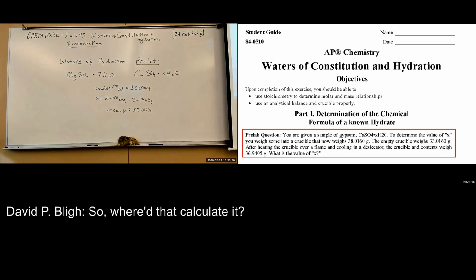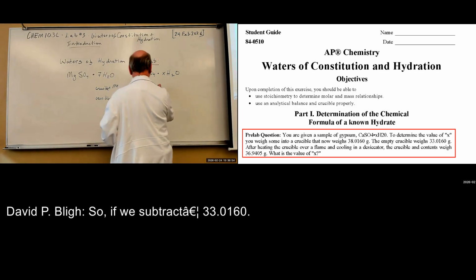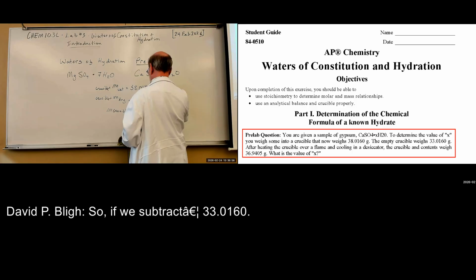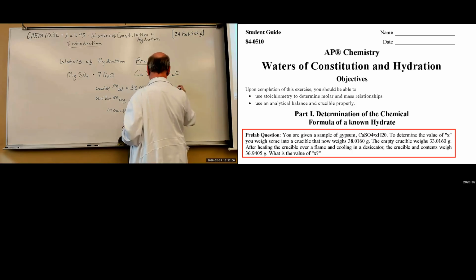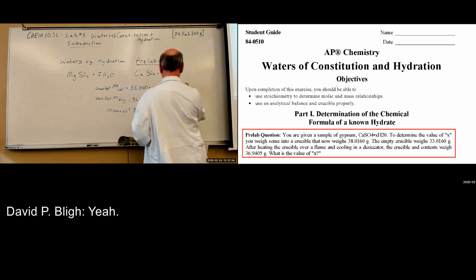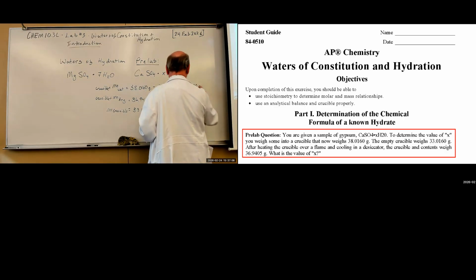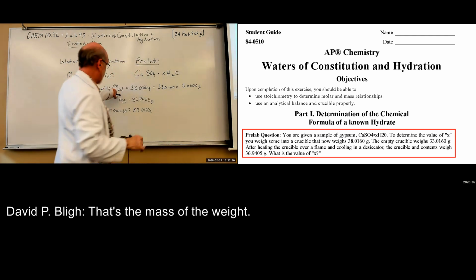Okay. So where's my calculator? So if we subtract 33.0160 from that, that's 5, isn't it? Yeah, 5.0000 grams. That's the mass of the wet.